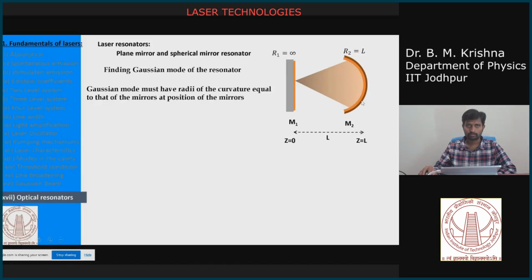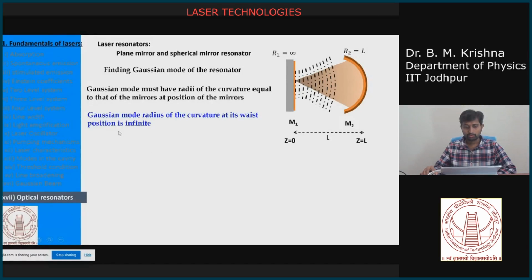So that means the Gaussian mode's radius of curvature at this mirror will be the same as this mirror's curvature, and at the other mirror it will be the same as that mirror's radius of curvature. Because your mirror has R1 equals infinity, the radius of curvature for the Gaussian mode is also infinity. Now as you go towards the spherical mirror, the Gaussian mode curvature will be equal to the radius of curvature of the spherical mirror.